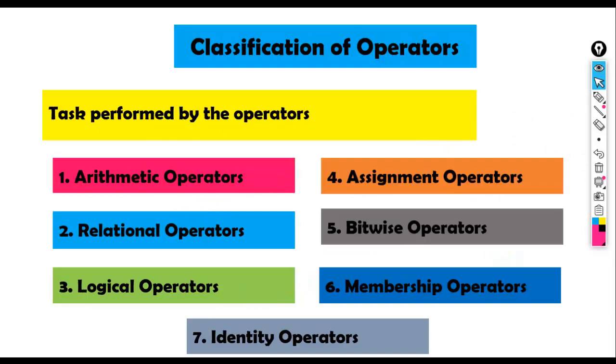As we discussed, the second classification is based on the task that the operators perform. The task could be arithmetic calculations, logical operations, etc. So based on the task performed by the operator, the operators are categorized as follows: arithmetic operators, relational operators, logical operators, assignment operators, bitwise operators, membership operators, and identity operators. We will discuss these operators one by one. So now let's start with the first, arithmetic operators.